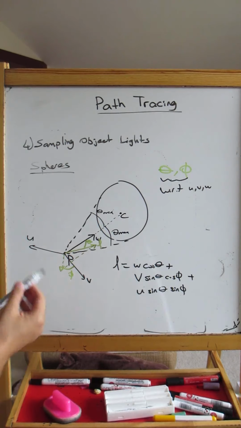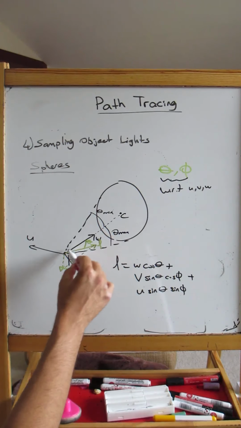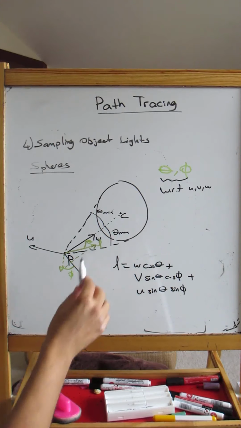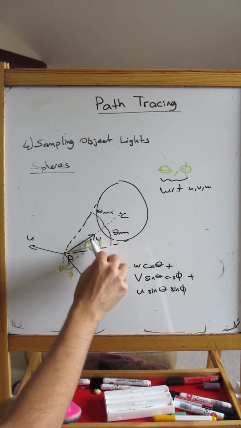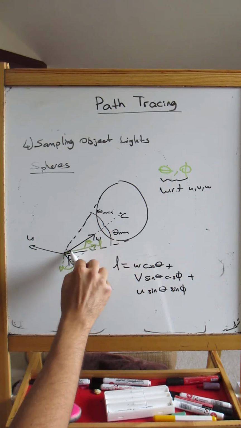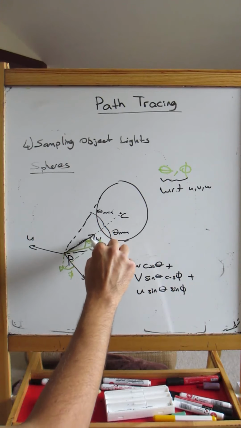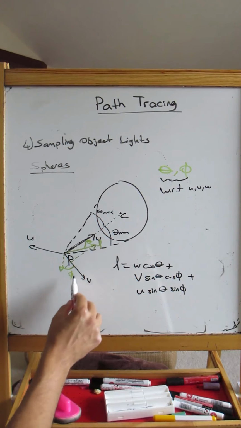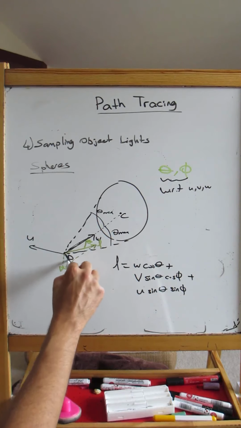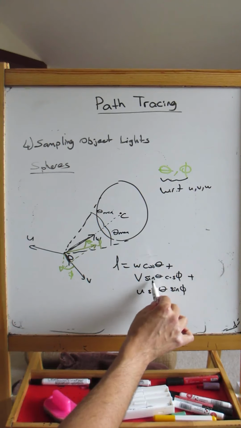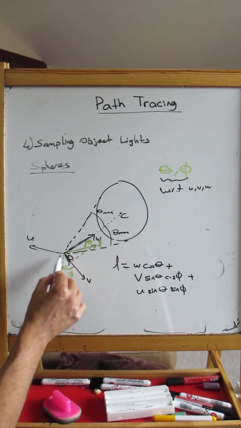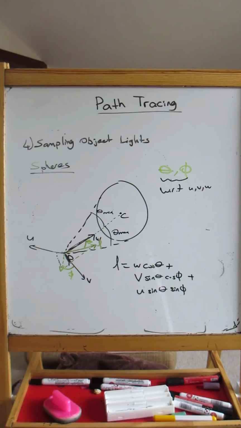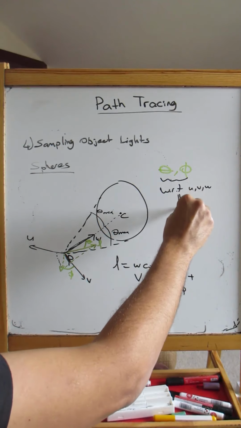You can also go in the reverse direction. How much does L go along the W axis? L goes this much in the W axis, and this is cos theta. How much does L go along the V axis? L goes this much along the V axis, and this is sin theta cos phi. And similarly, L goes this much in the U axis, and this is sin theta sin phi.